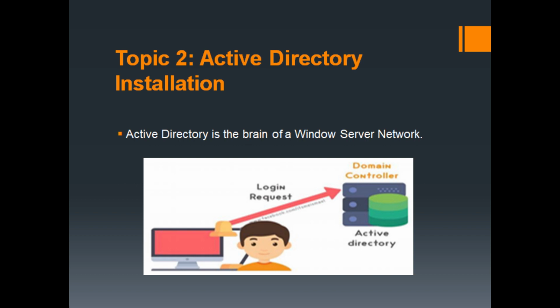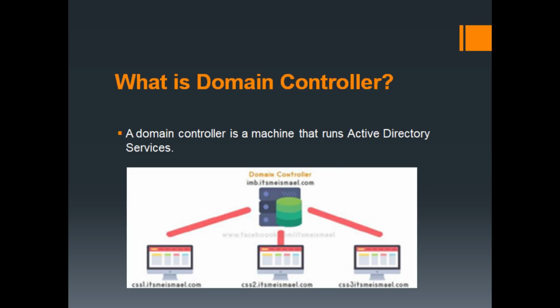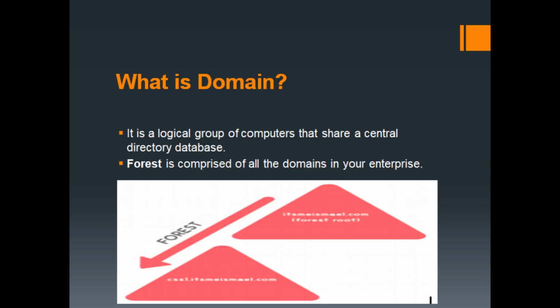Topic 2. Active Directory installation. Active Directory is the brain of a Windows Server network. What is a domain controller? A domain controller is a machine that runs Active Directory services. What is a domain? It is a logical group of computers that share a central directory database.